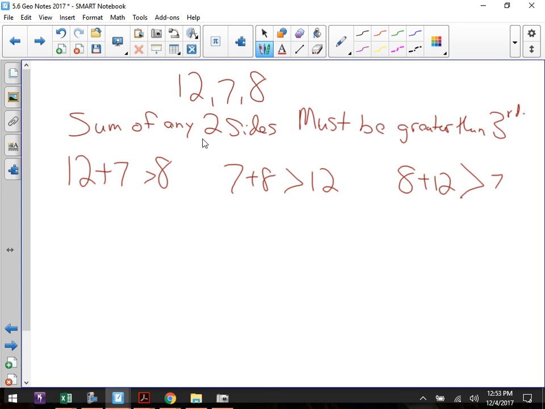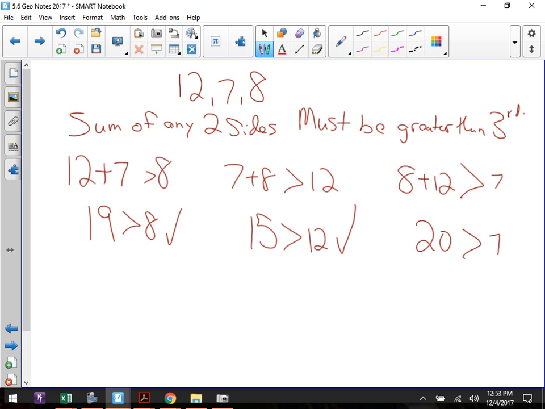It's greater than 8. Good, but what is it? 19. Is 19 larger than 8? Yes. 7 plus 8. Is 15 bigger than 12? Yeah. Is 20 larger than 7? Yeah. So as long as all three of those give you a true statement, you can create a triangle with those side lengths.